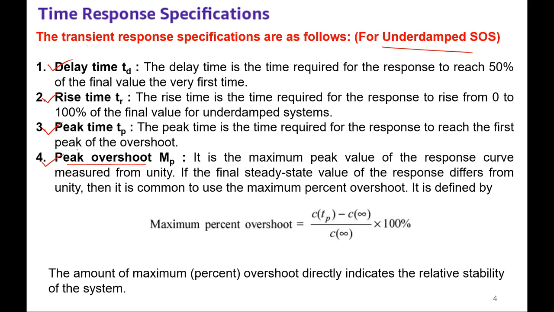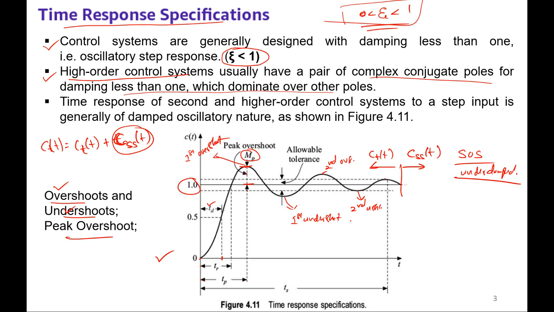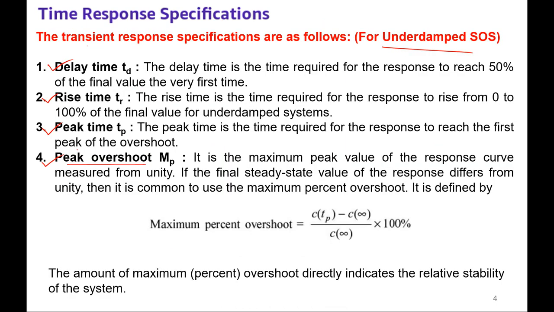It is the maximum peak value of the response curve, that is first overshoot. Maximum peak value means it is first peak overshoot. It is the maximum peak value of the response curve measured from unity. Measured from unity means this is the unity, this is my reference, unity. It is measured from unity to the first peak value or first overshoot. Is it fine? So it is the maximum peak value of the response curve measured from unity.